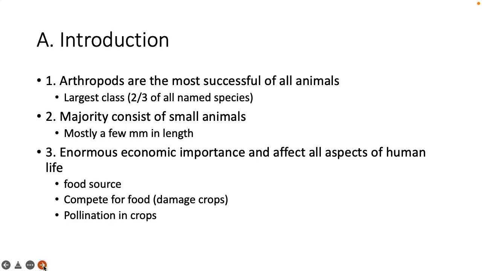Introduction: arthropods are probably the most successful of all the animals, and they are the largest class. Two-thirds of all named species are considered arthropods. They are mostly very small, some just millimeters in length. But they are very important to know about because they affect us in all aspects of life. Some of them produce foods for us, and a lot of them are pollinators. The downside is that we compete with them for food and they can damage our crops if they get out of hand. So they have huge economic importance, and insects affect our lives in many ways.